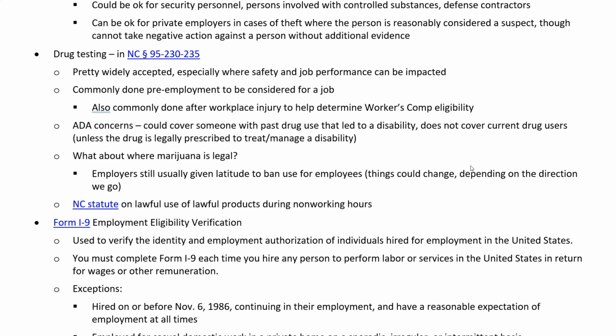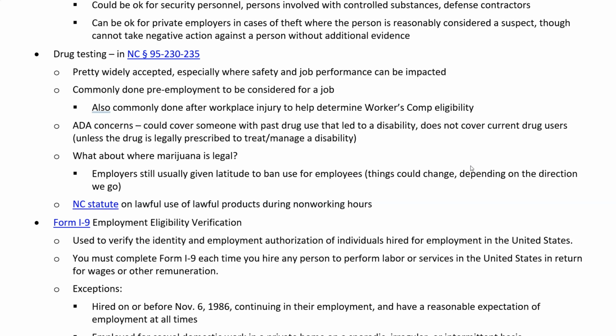of the injury. There are some ADA concerns there. The ADA could potentially cover somebody who has a history of drug use that led to a disability. It doesn't cover current drug users unless the drug is legally prescribed to treat or manage a disability, and if they can still do the job while on that drug. Okay, so it gets a little bit nuanced at that point.